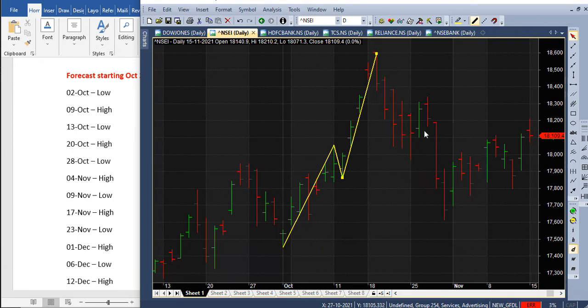25th, 28th and 29th. We have a low here on 29th. 29th is a low. See, again it is taking resistance. It opened above the trend line, but it came down. Okay, but these two bars are cutting.